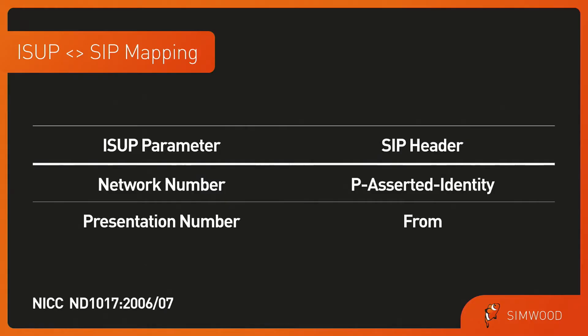Simply, there are two parameters on the ISUP layer. There's the network number and the presentation number. These are mapped in SIP to P-Asserted-Identity and the From header. And if anyone cares, that's the standard that defines this. So we're not making this up, despite the fact people seem to want to argue with us about it. This is an NICC standard. Your platform must support both of these, per the new general condition C6. You can't choose just to look at PAI or just to look at From. You must support both, and end users must only ever see the presentation number, unless there isn't one.